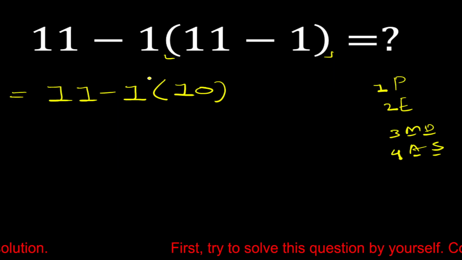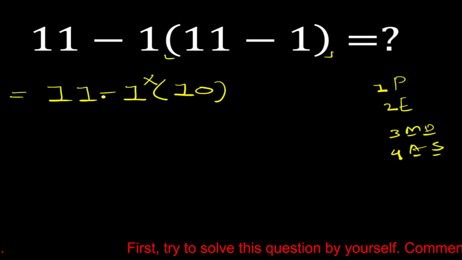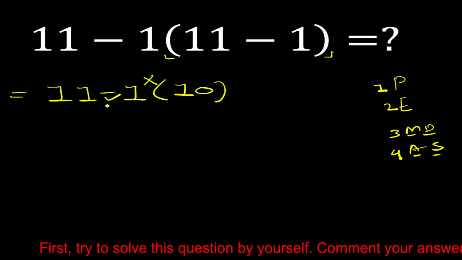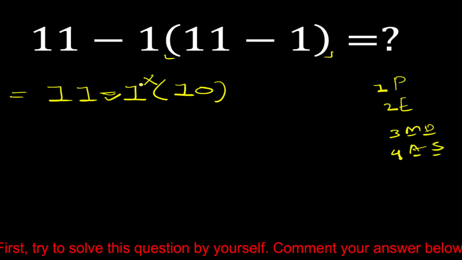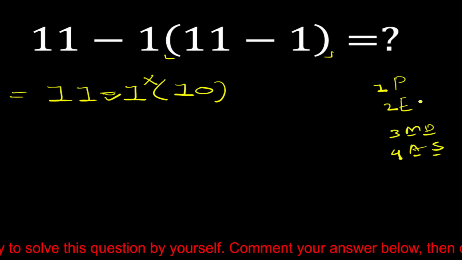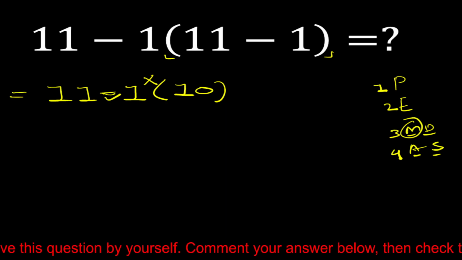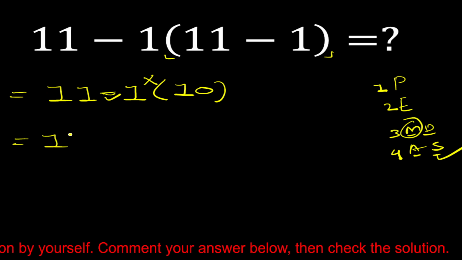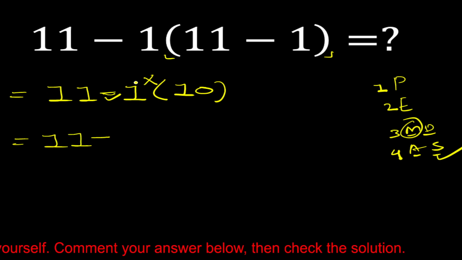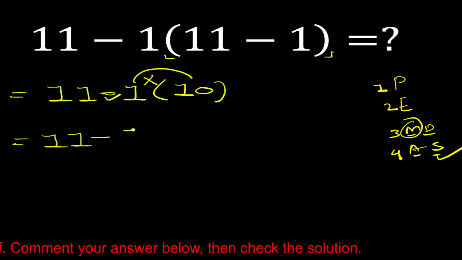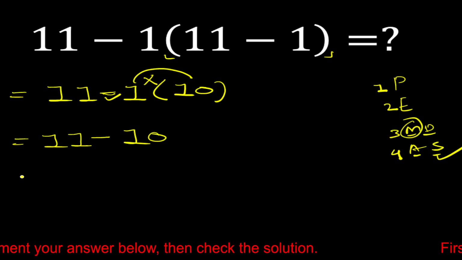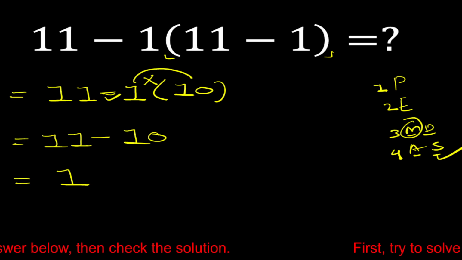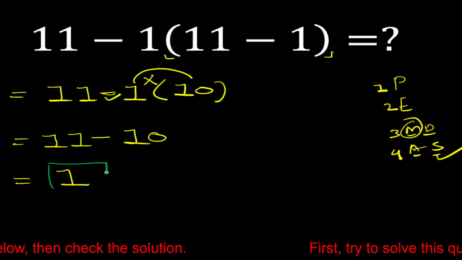Okay, now here is multiplication and here is subtraction. Sorry, here is subtraction and here is multiplication. So according to PEMDAS rule, first priority is multiplication, then we have to solve subtraction. Okay, so now 11 minus 1 multiply 10 is equal to 10. Now 11 minus 10 is equal to 1. Okay, so the correct answer is 1.